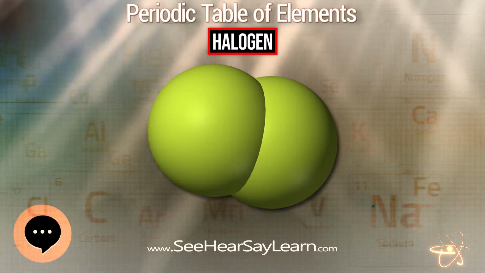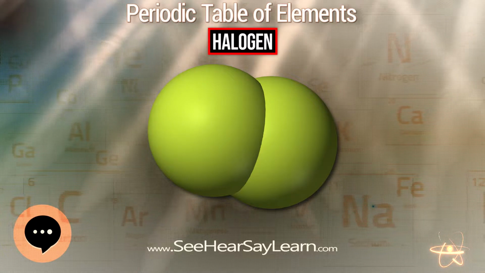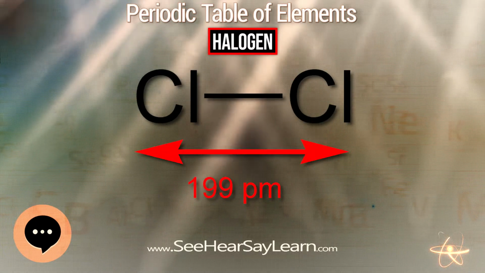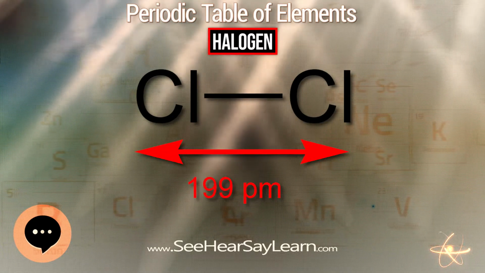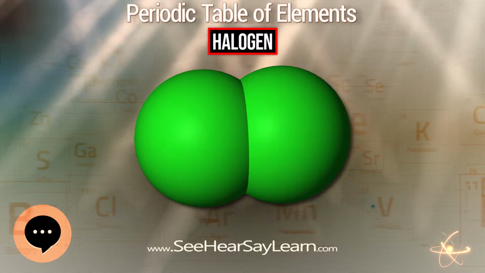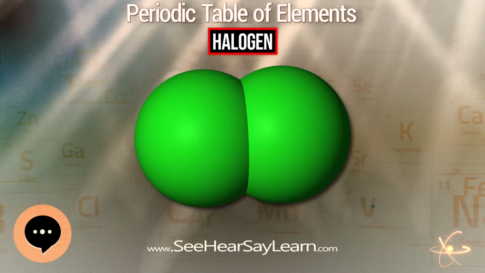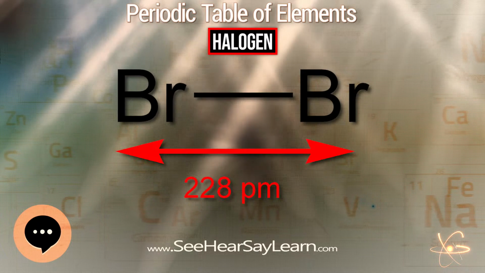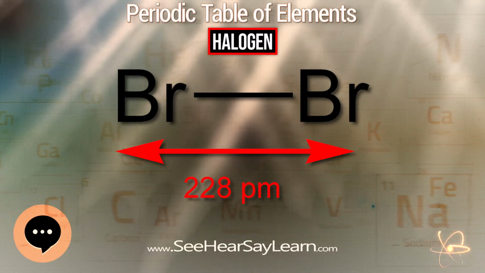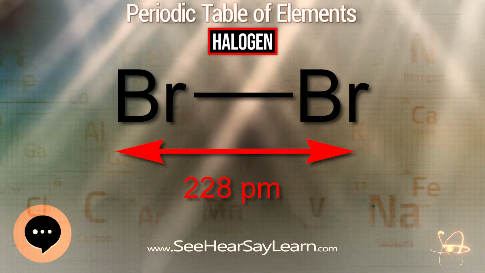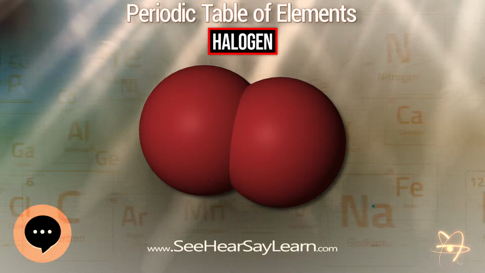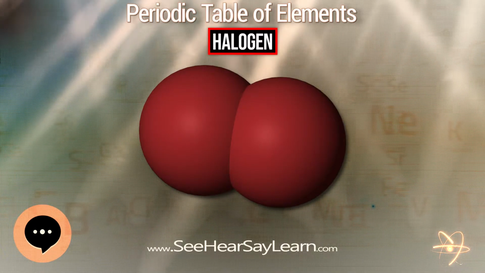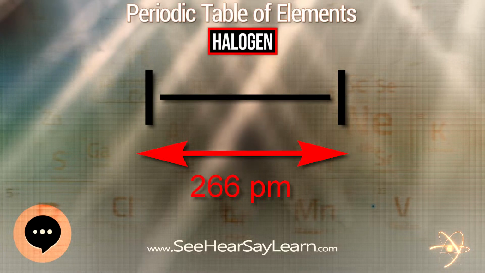The name halogen means salt producing. When halogens react with metals, they produce a wide range of salts, including calcium fluoride, sodium chloride, silver bromide, and potassium iodide. The group of halogens is the only periodic table group that contains elements in three of the main states of matter at standard temperature and pressure. All of the halogens form acids when bonded to hydrogen.